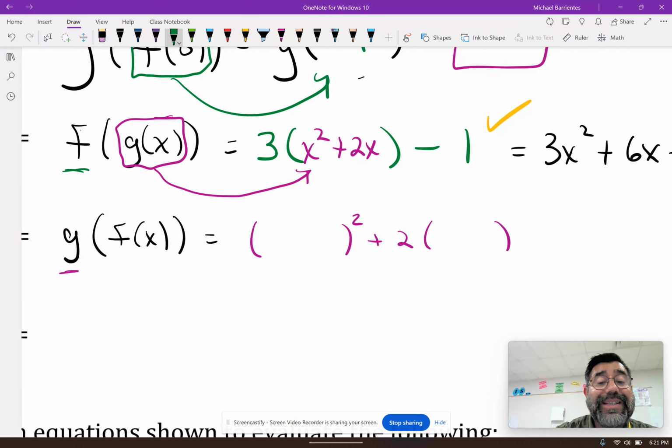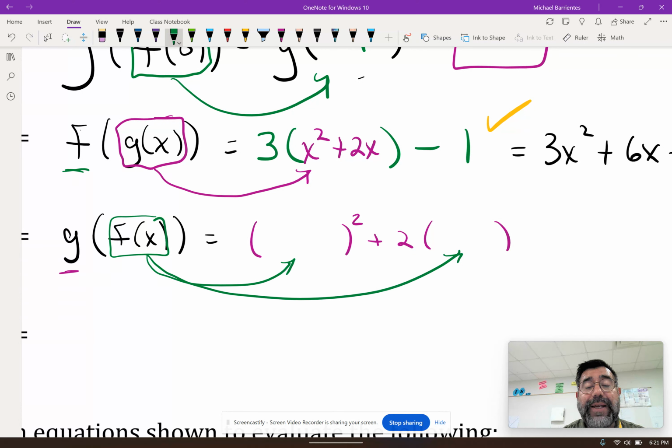But what am I going to put inside of that? Well, my inside function. Wherever there was a variable in my formula, I'm going to put the f function inside. What was the f function? 3x minus 1, 3x minus 1. This is the composition. Now, if I'm going to simplify it, that's going to take more algebra, which I'm not going to do here. But this is the two functions, one inside of the other. That's it.